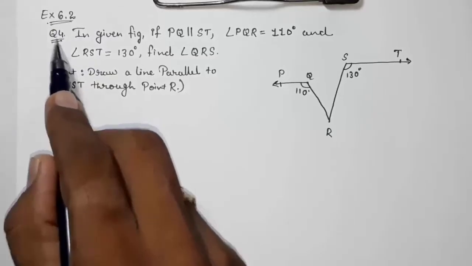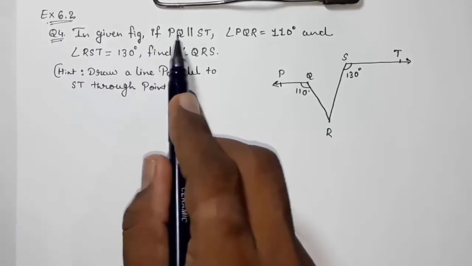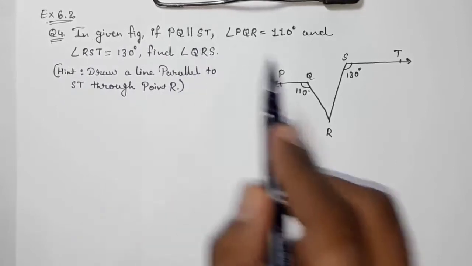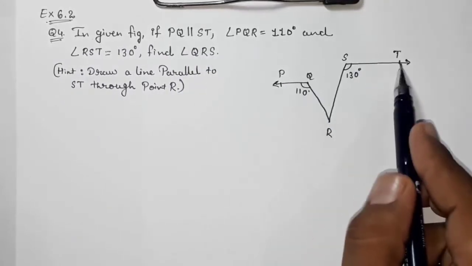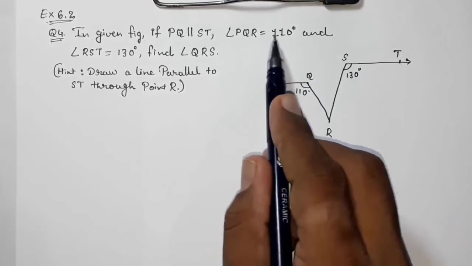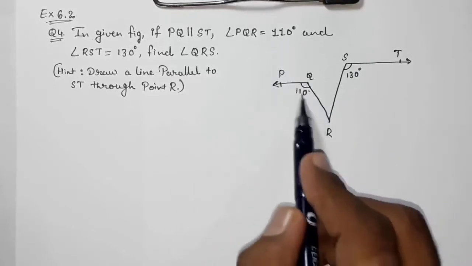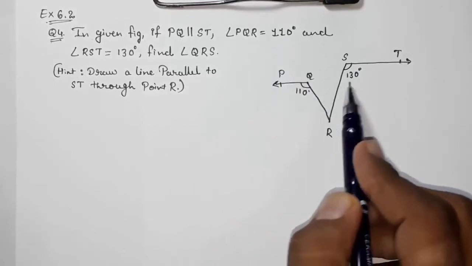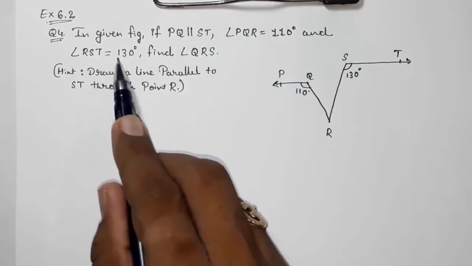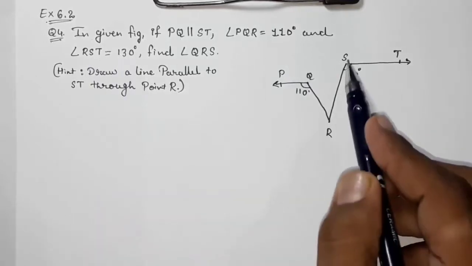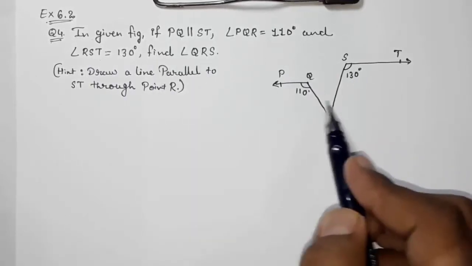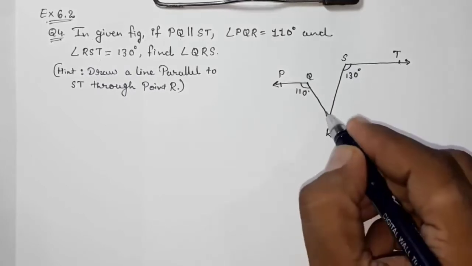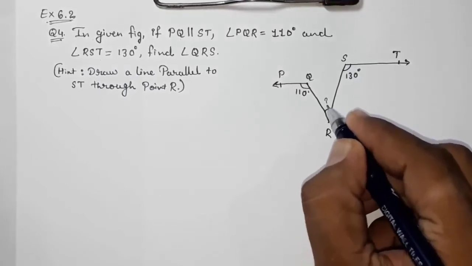Question number 4. In the given figure, if PQ is parallel to ST, look here, this PQ is parallel to ST. Angle PQR is equal to 110 degrees. This is 110 degrees. And angle RST is 130 degrees. This RST is 130 degrees. Find angle QRS. Means we have to find out this angle.